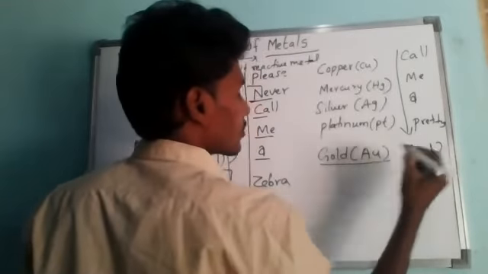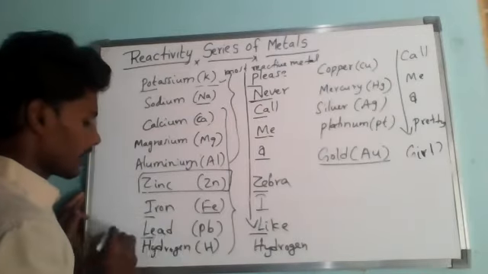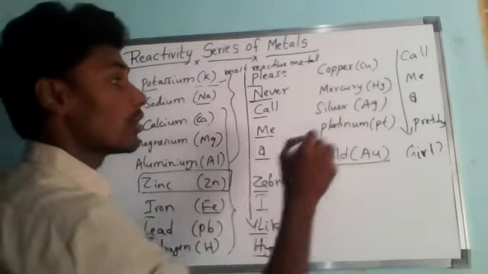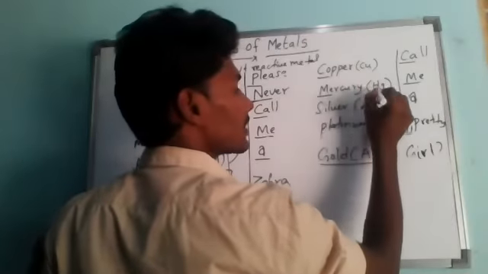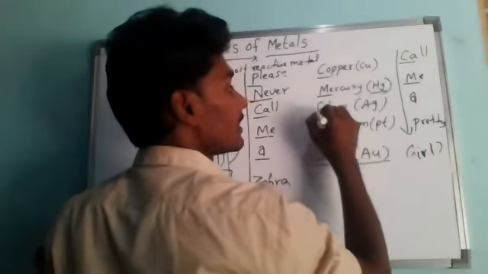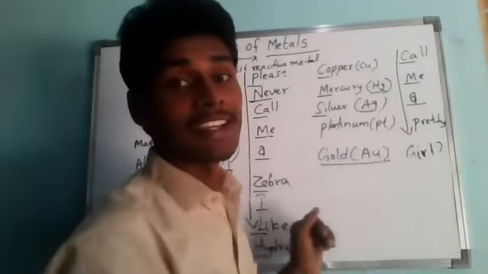Now if you observe here also, please never call me. I indicates what? Iron. L indicates what? Lead. H indicates what? Hydrogen. Now again call. C indicates what? Copper. Me indicates mercury, but the symbol is Hg. Like that silver. Here also S is not coming, but A is coming. So Ag. Silver symbol is Ag.